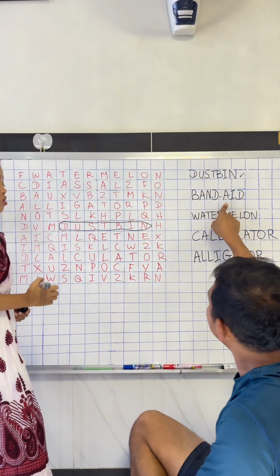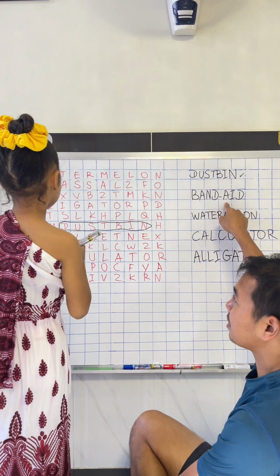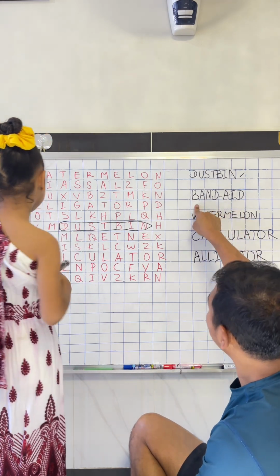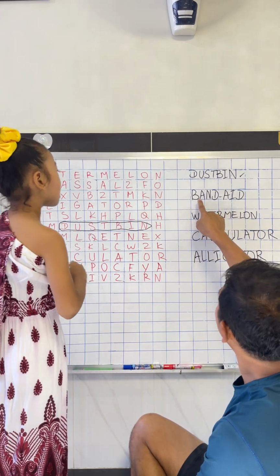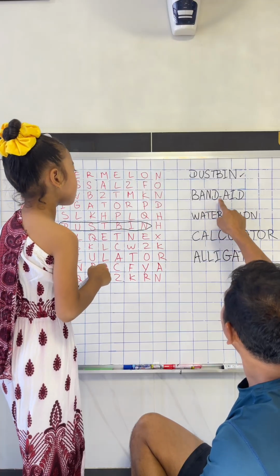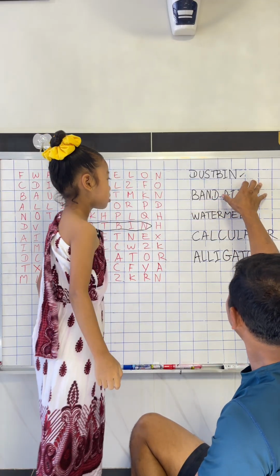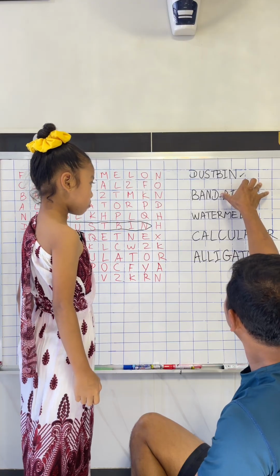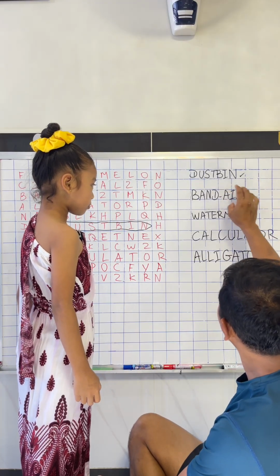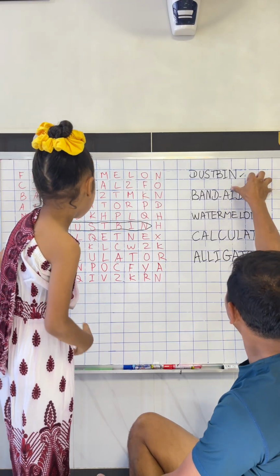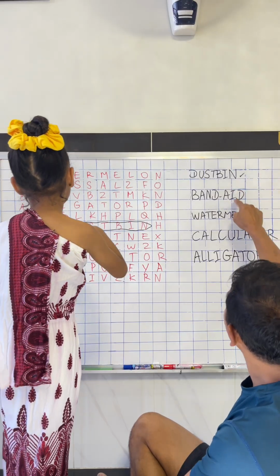And number 2 is band-aid. Band-aid. We can say band-aid. So start from letter B. A N D A. How about this one? How to read this one? This one is color. This one no need to read.